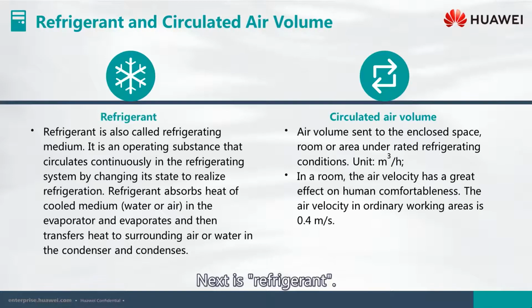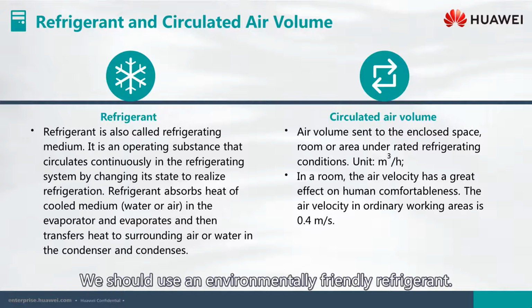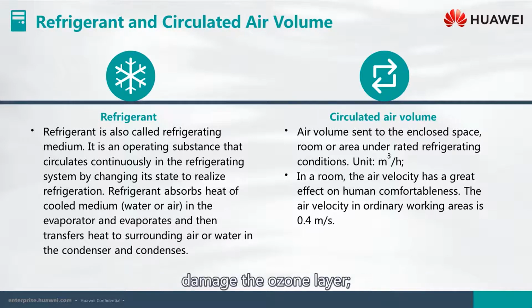Next is refrigerant. Some common refrigerants are R22, R407C, and R410A. We should use an environmentally friendly refrigerant. R22 is known to create a greenhouse gas effect, damaging the ozone layer. Therefore, Huawei air conditioners use R410A.